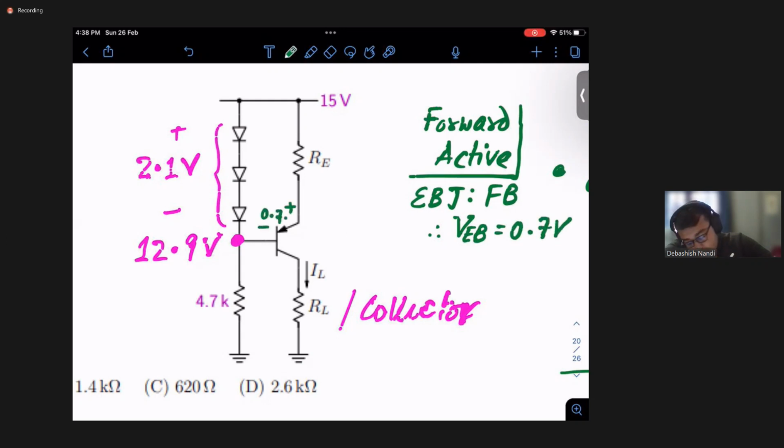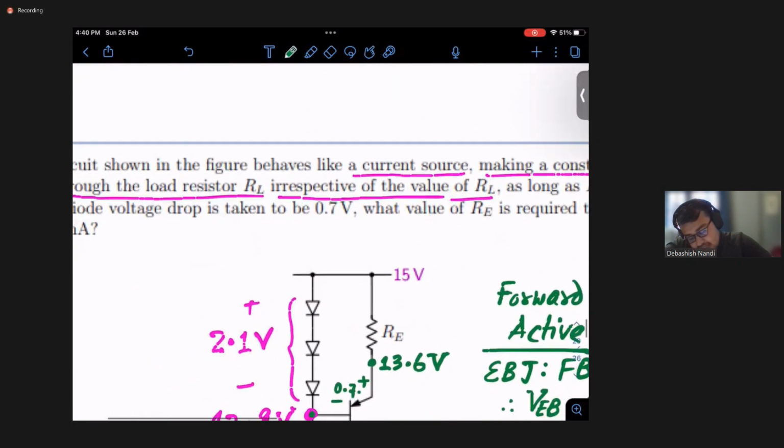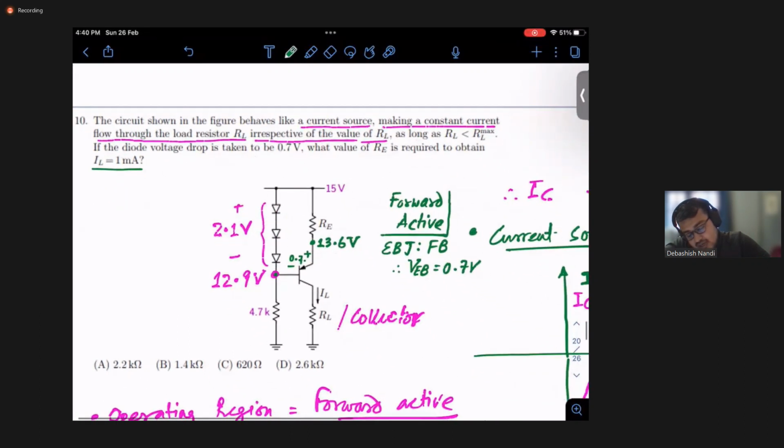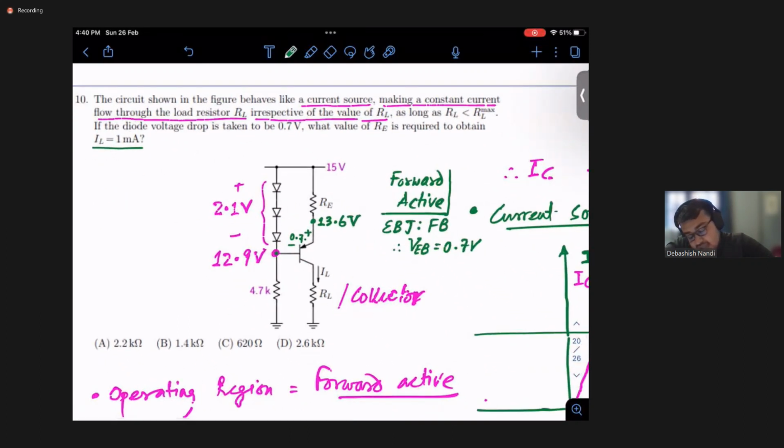So if this is your 12.9 volt, this drop is 0.7 volt. So can I say that this voltage is 13.6 volt? Just this plus this, simple KVL only, right? 13.6 volt. Now they have told us that IL is 1 milliampere, right? What was the question? The question is the diode voltage drop is taken to be this. What is the value of RE required to obtain 1 milliampere, right?